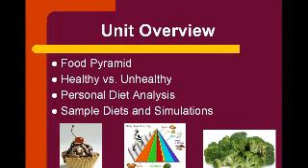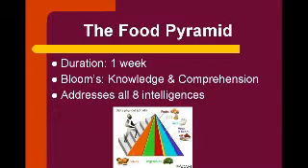A quick overview, I have 4 sections in this unit. First, the food group, then healthy versus unhealthy, personal diet analysis, and lastly, sample diets and simulations. Now the first section on the food pyramid lasts about 1 week, and this is where students get their basic foundation of what the food pyramid is, and understanding of the 6 food groups. The technology used during this time are smart boards, the internet, Excel, PowerPoint, Word, and also digital camera.